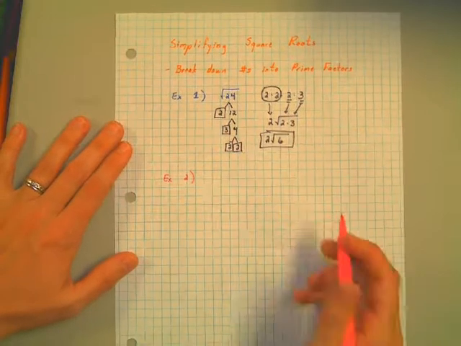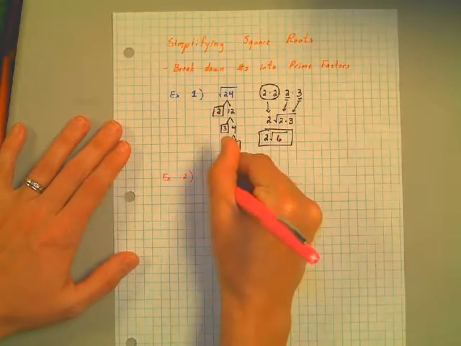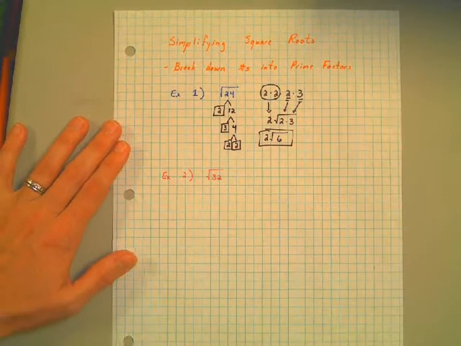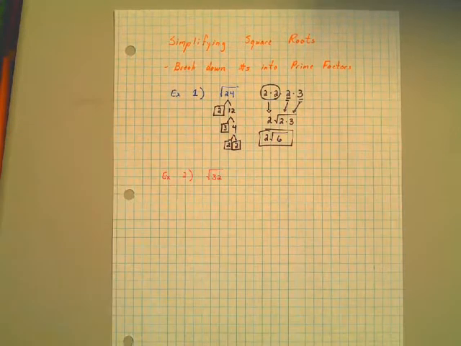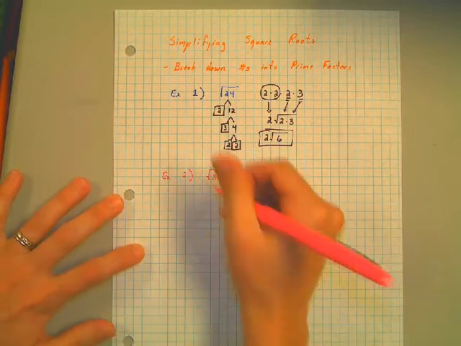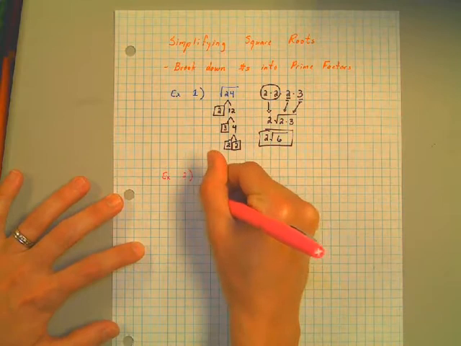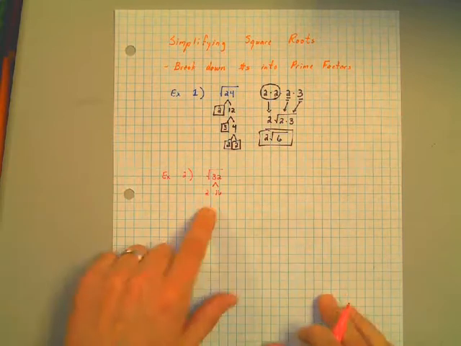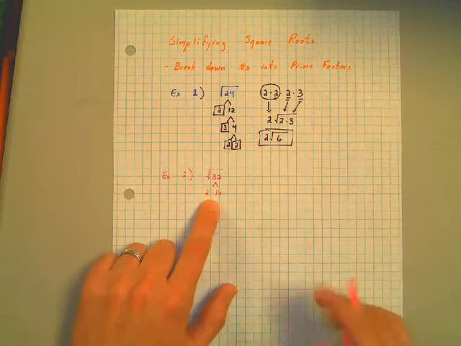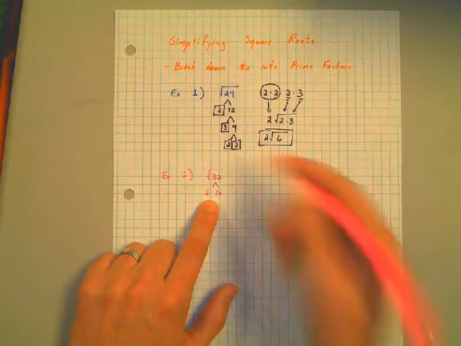Okay. Now the idea is, I can break this down into any two numbers multiplied to give me 32. If I can recognize that this is 2 times 16, and I can say, oh, 16 is a perfect square. Okay, I know this 16 is a perfect square. That's the same as 4 times 4.